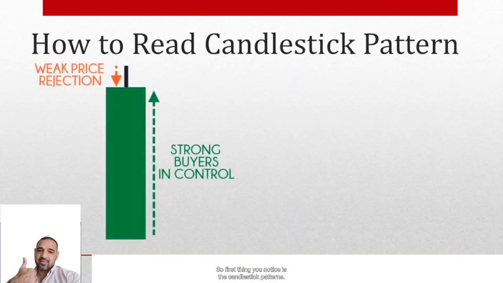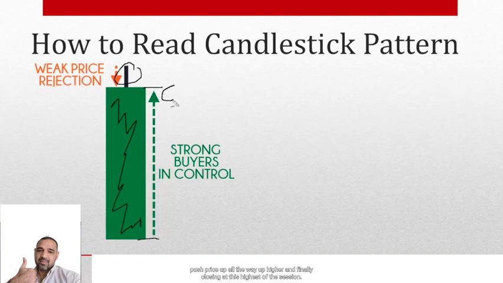First thing, you'll notice that there are two main components to candlestick patterns. One is what we call the body. This portion here is the body, this green area. And this black shadow is what we call the wick. The body pretty much tells you who's in control. In this case, the opening price is over here, and the buyers pushed price all the way higher, finally closing at the highs of the session.